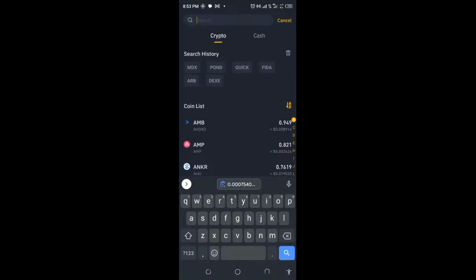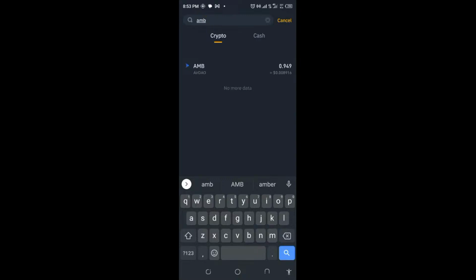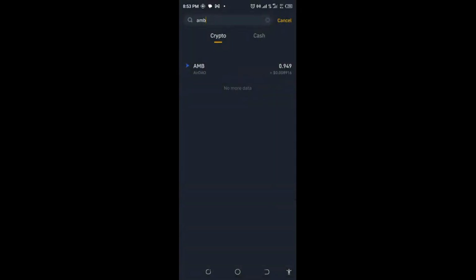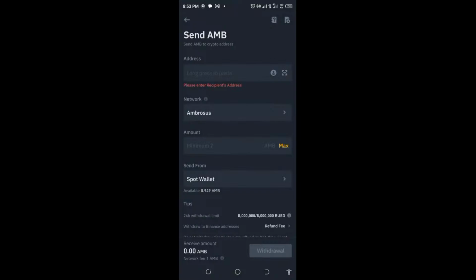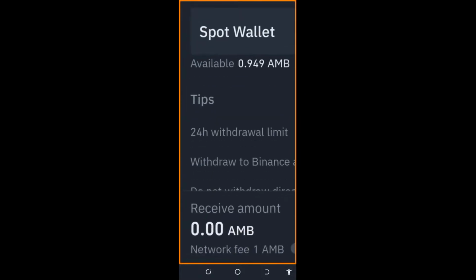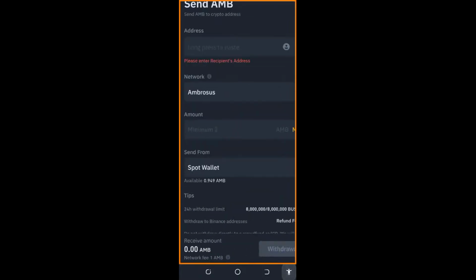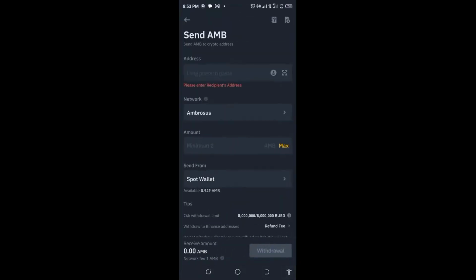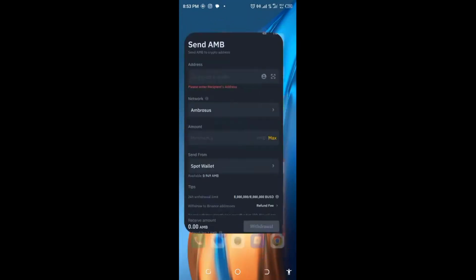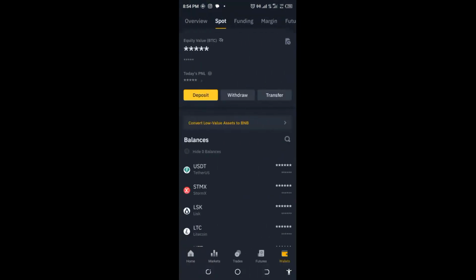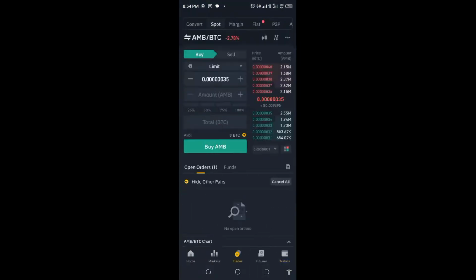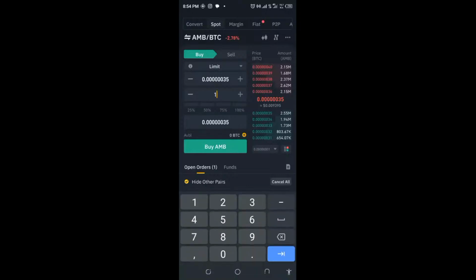So we're going to put that AMB in there, and we'll see. What is this? What is the network? Okay, it's Ambrosus. It's one AMB. Okay, so one AMB is not that much. Let's go back in to see how much one AMB is. If I want to buy one, let's see.